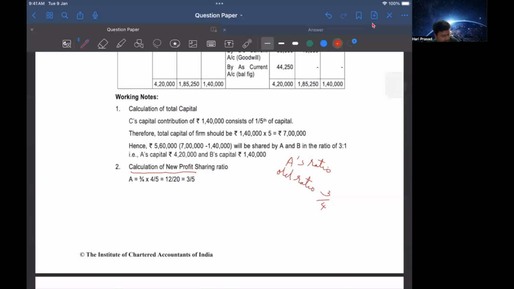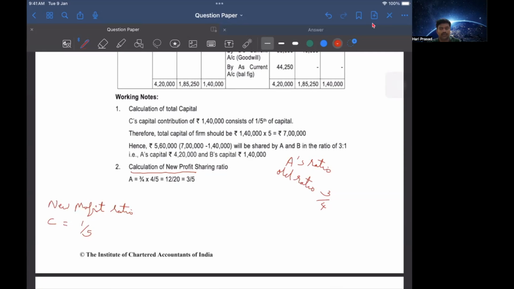What is the new profit sharing ratio? New profit ratio for C is 1/5. That is, if the profit of the firm is 5 rupees, C will get 1 rupee. That is the concept behind this new profit sharing ratio.